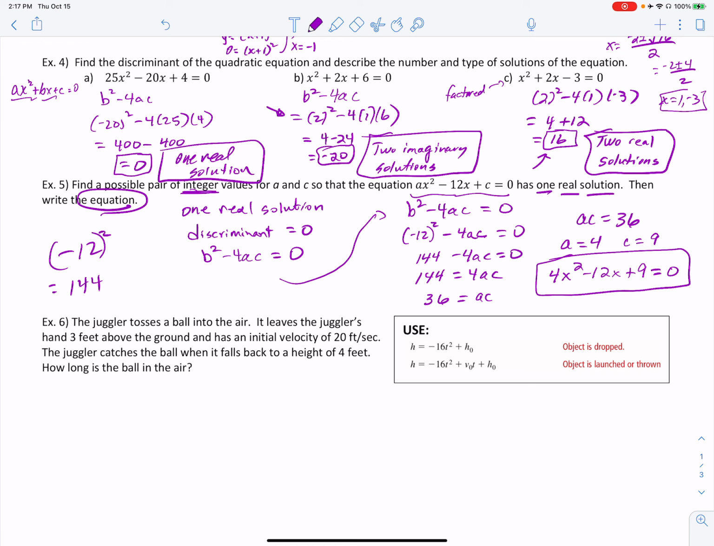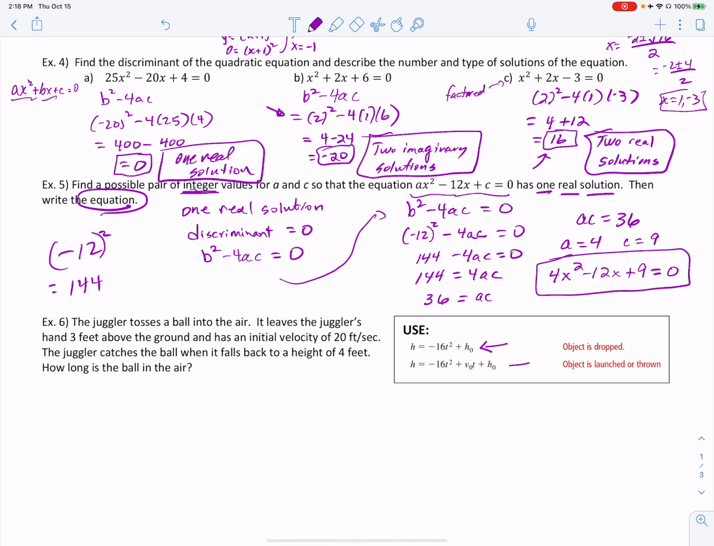All right, now we're going to get into an application where when an object is dropped, we have an equation h is equal to negative 16t squared plus h naught. And that's when you just hold the object and you release it without throwing it down. You just have your hand, it's in your hand, you open your hand, and you just let it drop. So there's no velocity with which you're pushing it downward.